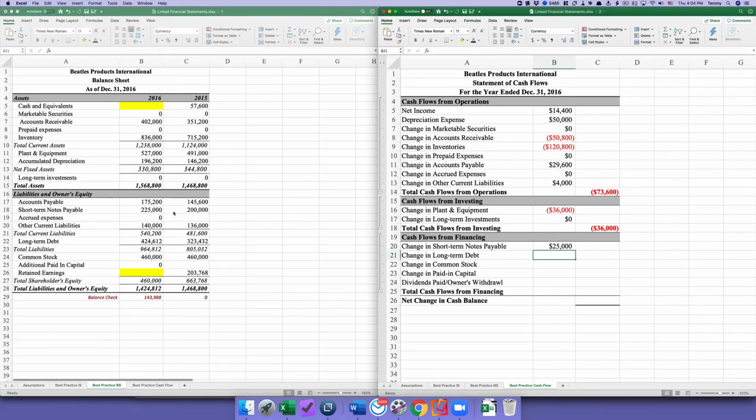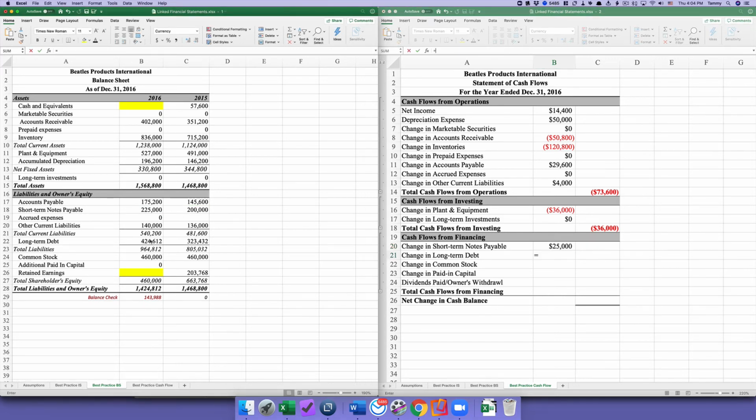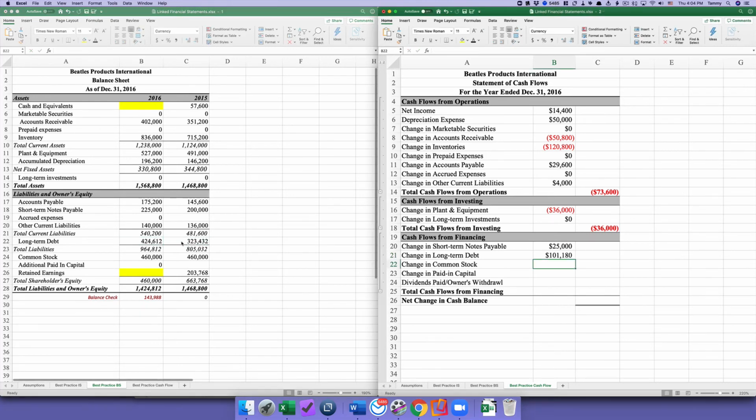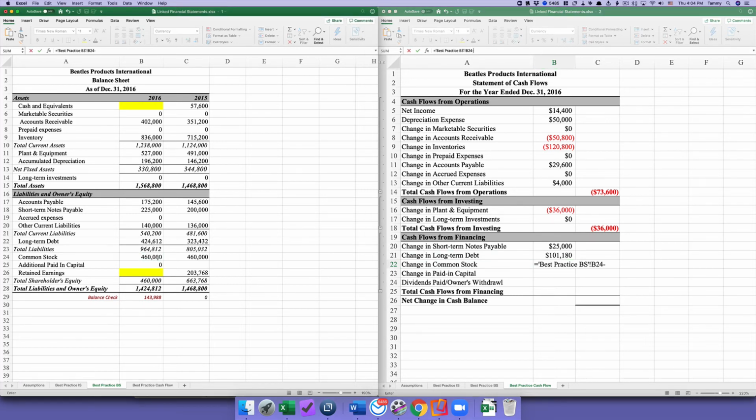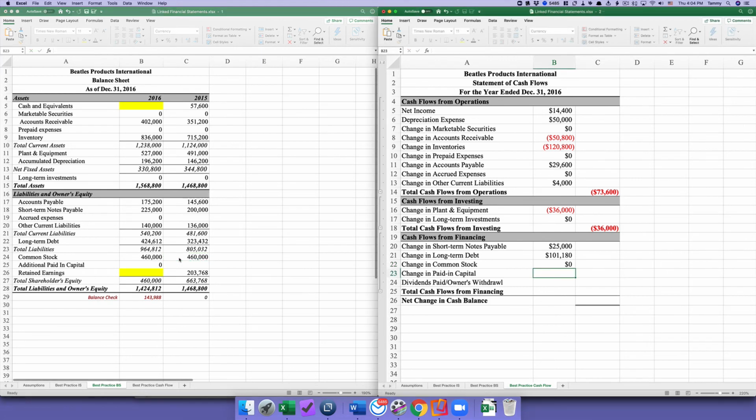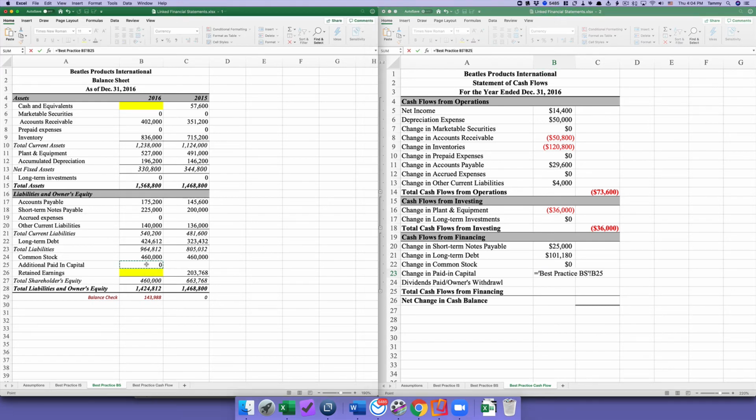And the change in our long-term debt is also B minus C, this year's minus last year's. So we had $100,000 in negative cash flow when we financed it through basically taking on debt, right? Did our common stock change? No, but let's do it anyways. So B minus C, and our change in additional paid in capital also.